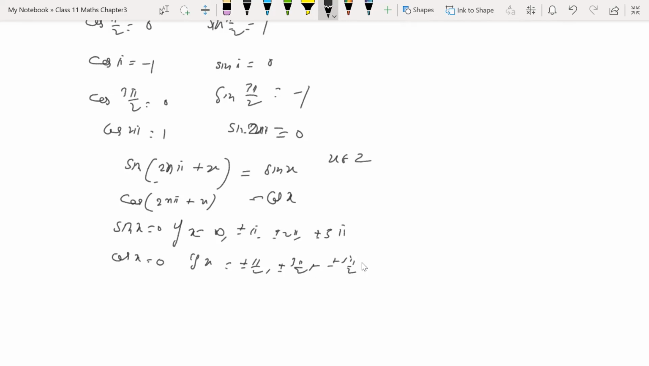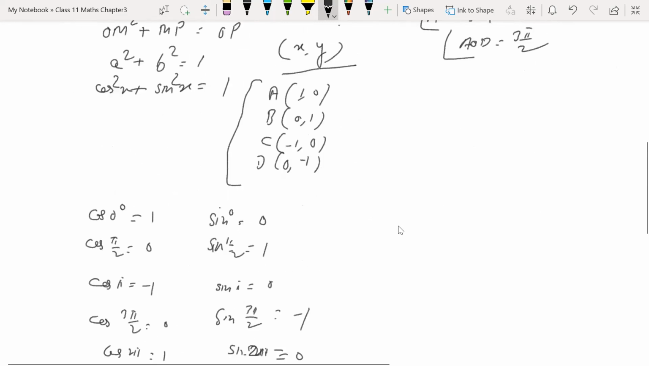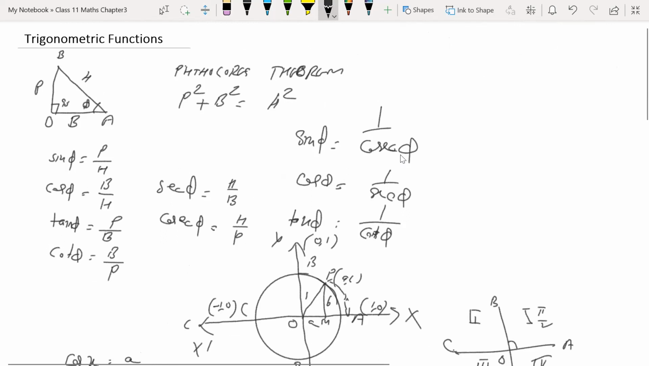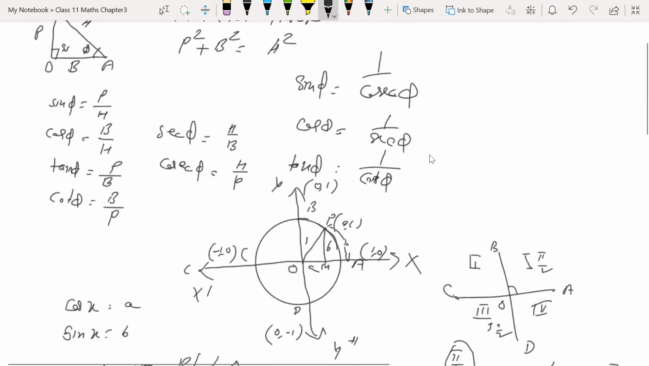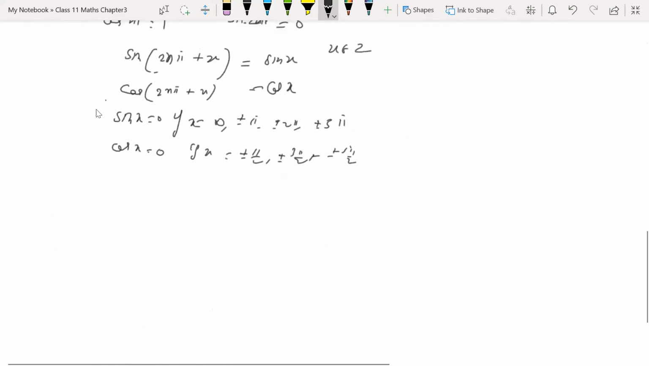So we define trigonometric functions in terms of sine and cosine functions, and in the ratios we have also seen in the previous lesson that sine x is 1 upon cosecant x. So cosecant x is 1 upon sine x. Secant x is 1 upon cos x. Similarly, tangent x is sine x upon cos x. We have defined these two, sine x and cos x. Let's define the cosecant x function.